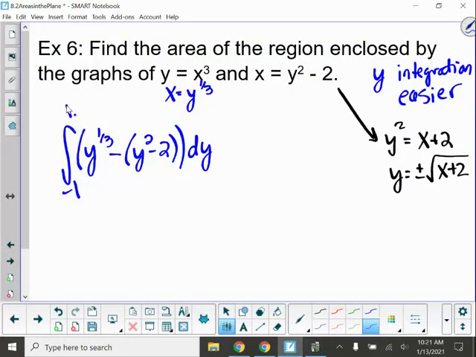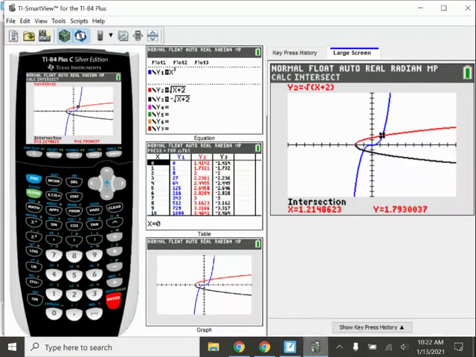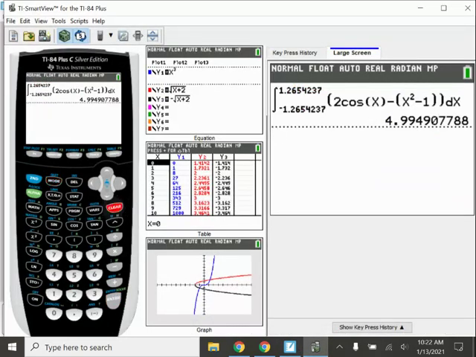So I have 1.793003715. Sorry if I was confusing about that. Again, it's really easy to get confused because you're so used to looking at the x values. But if you're integrating with respect to y, then you need the y values. This is not something we can do by hand easily because of that top bound. So I am going to go back to my calculator and use that to find my value.